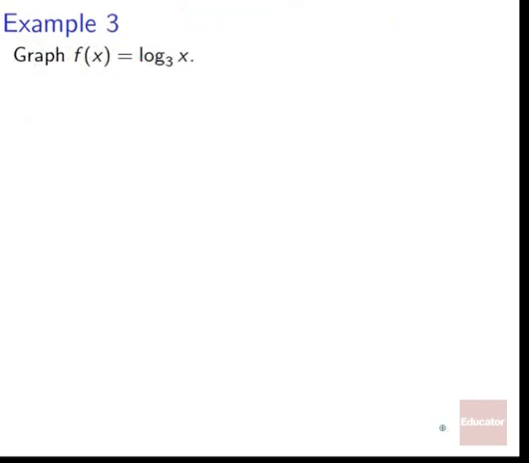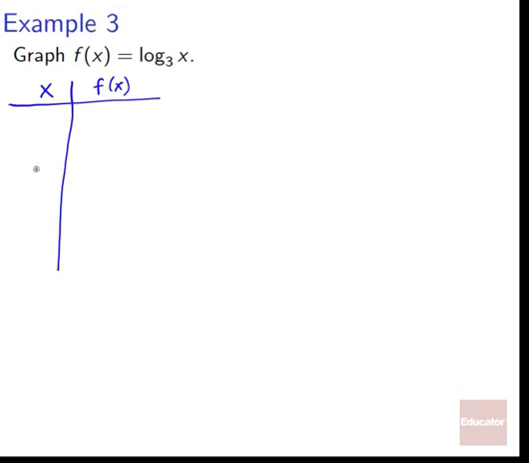Graph f of x equals log base 3 of x. To do this, we want to start off with a nice table to figure out the values. So x, f of x. Notice, you probably don't want to just toss in numbers willy-nilly. If we plug in 10, I don't know what number we have to raise 3 to get 10. That's going to be something complicated. We have to use a calculator.